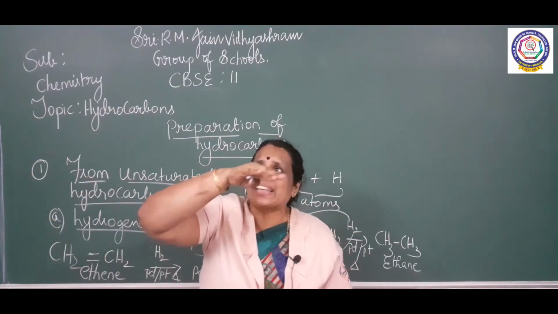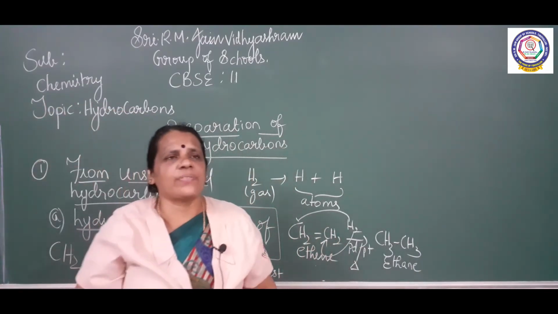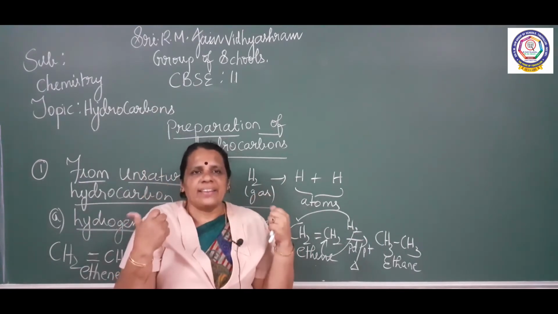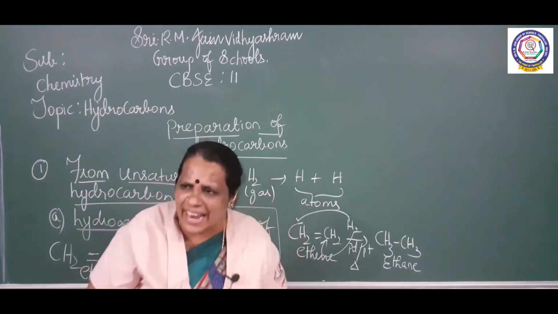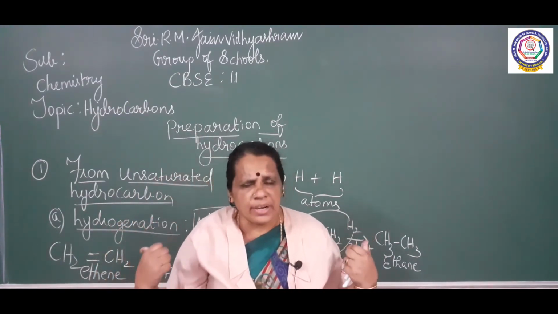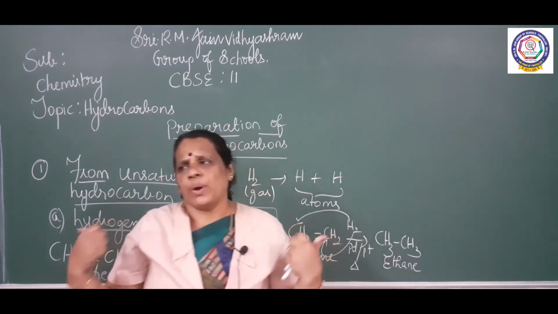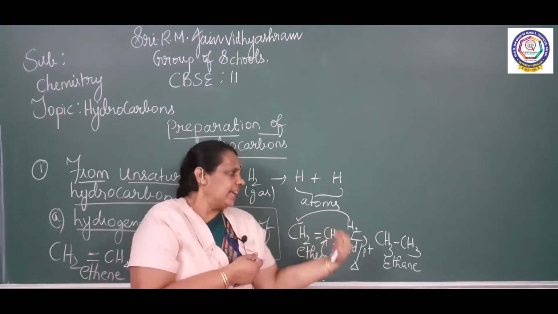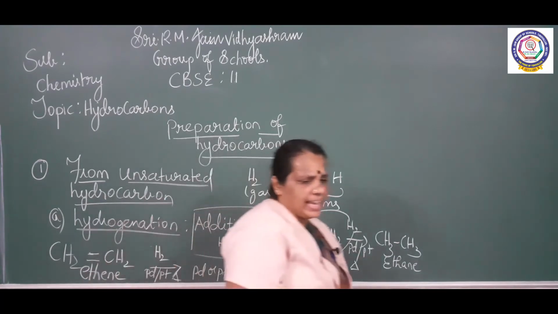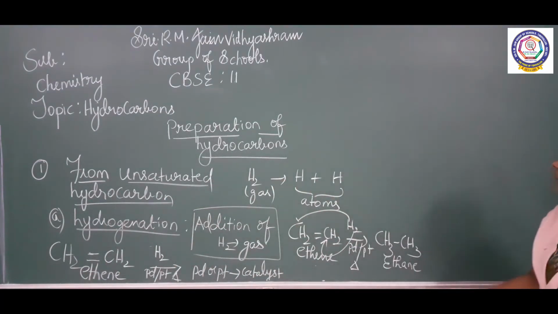So hydrogen gas is getting absorbed at the surface of the catalyst, where this hydrogen gas splits. So the hydrogen molecule is splitting into two hydrogen atoms. One by one I am introducing hydrogen in the reaction. After adding the hydrogen atoms to ethene, ethene is converted into ethane. So this is the first method of preparation.